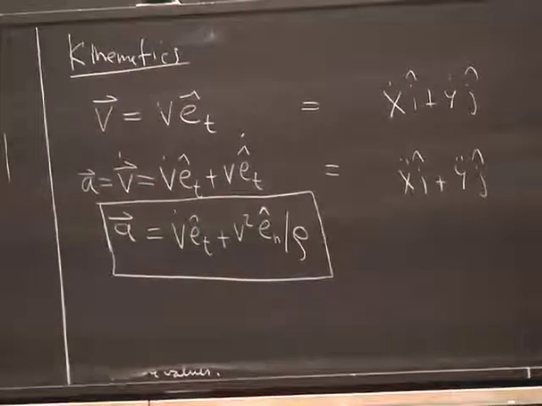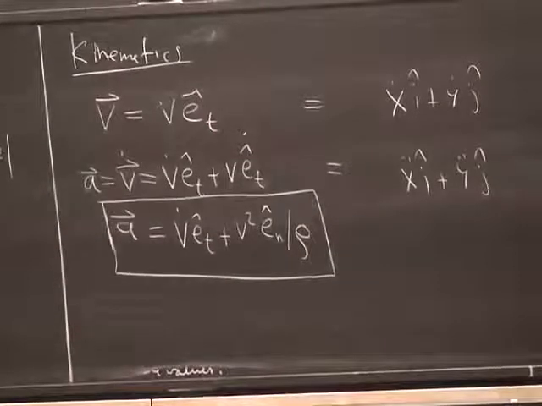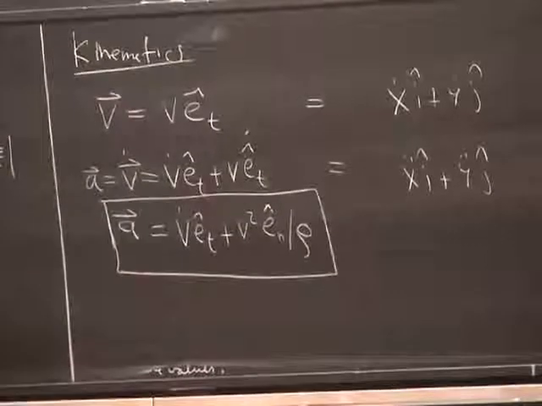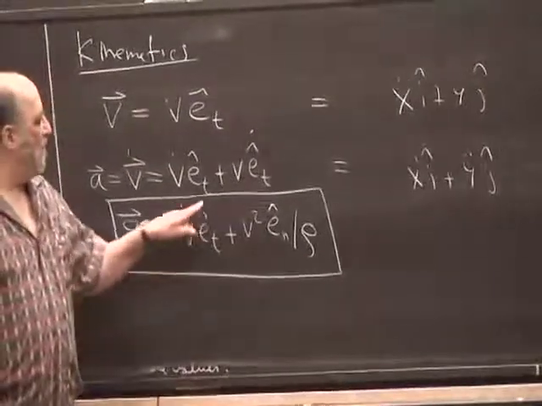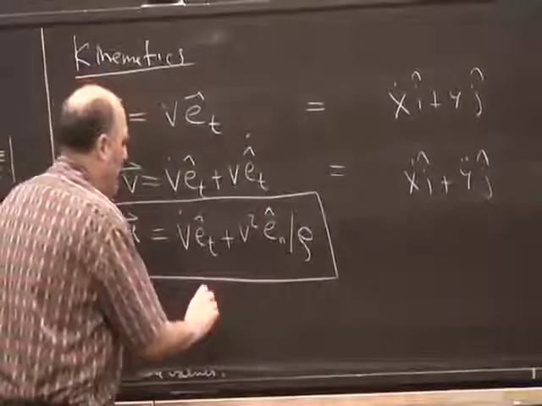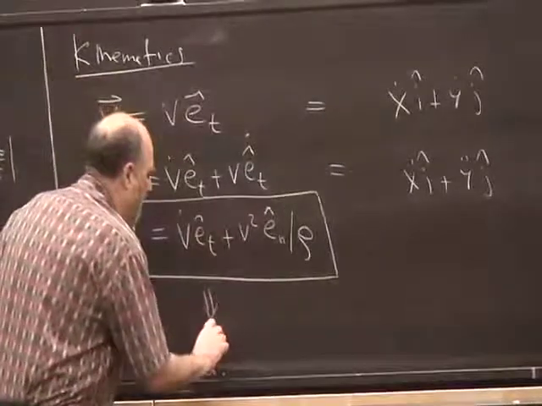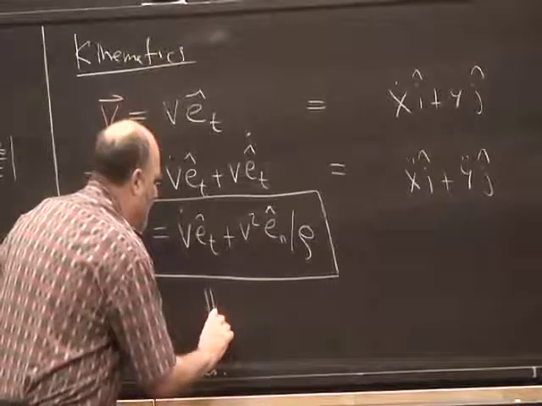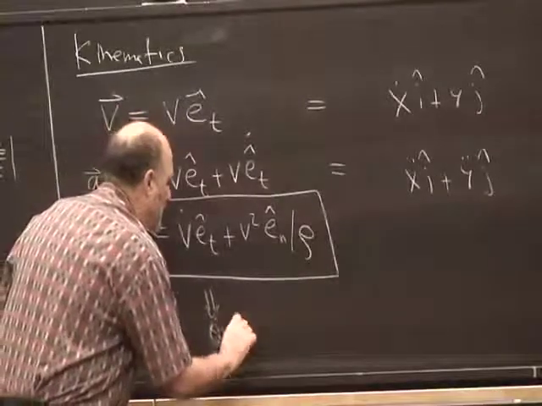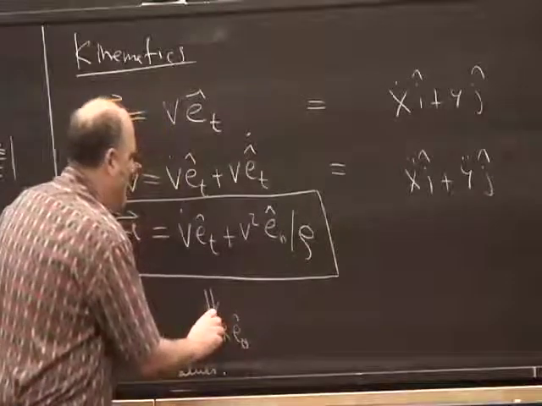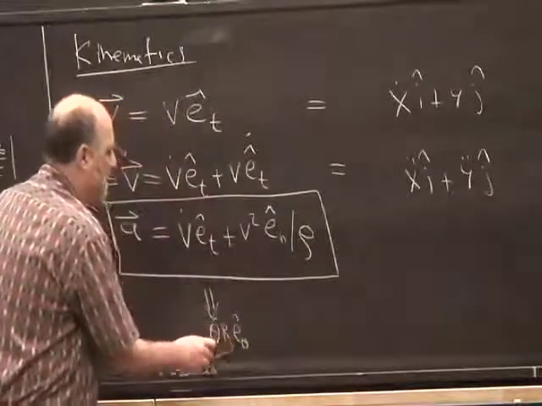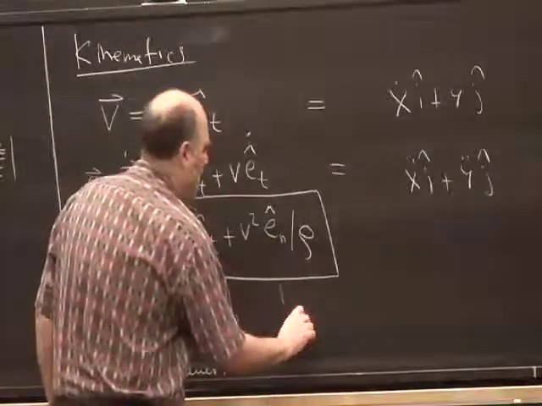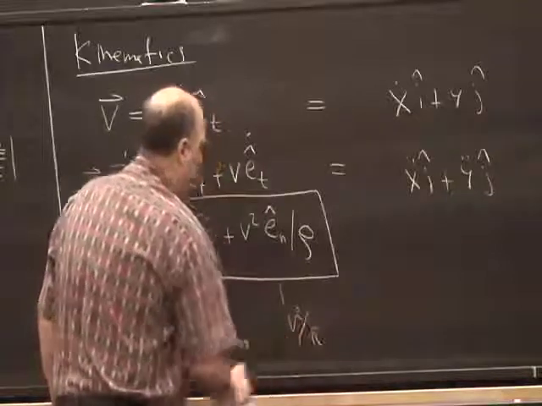What does that say? It says that any particle, no matter how it's moving, has the same acceleration as if it was moving in a circle. Here's the part that we used to think of as being like theta double dot r times e theta. That's the rate of change of speed along the circle.